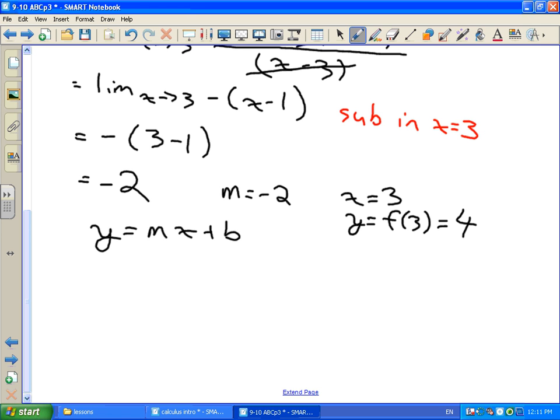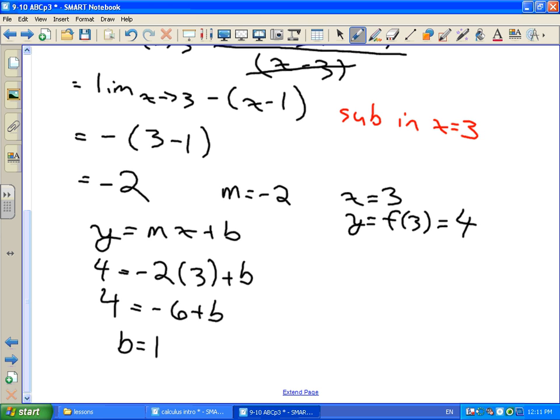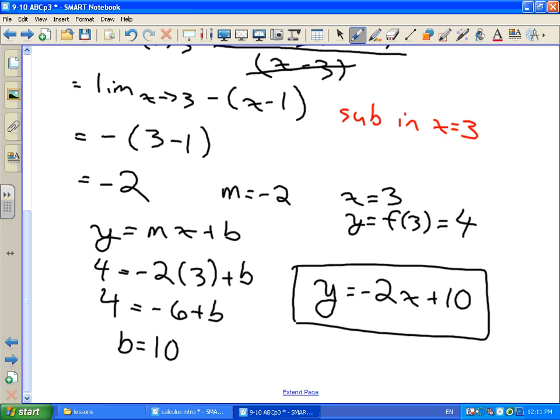So we can sub this information in, and we get 4 equals negative 2 times 3 plus b. So 4 is going to equal negative 6 plus b. b equals 10. So the equation of our tangent is y equals negative 2x plus 10. Did I do this right? Okay, and that's the equation of our tangent.